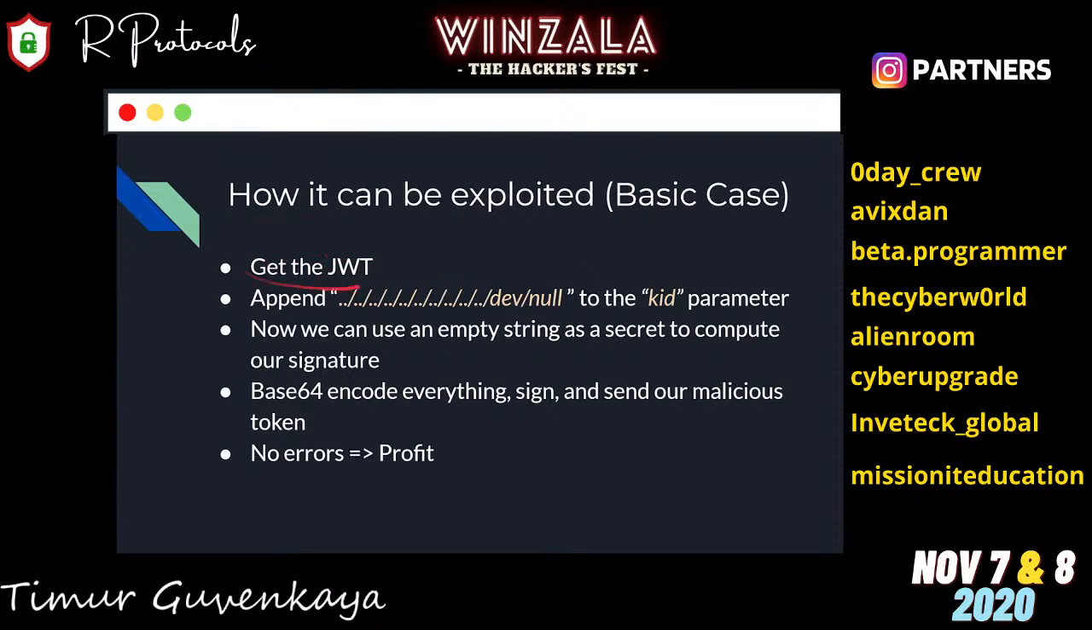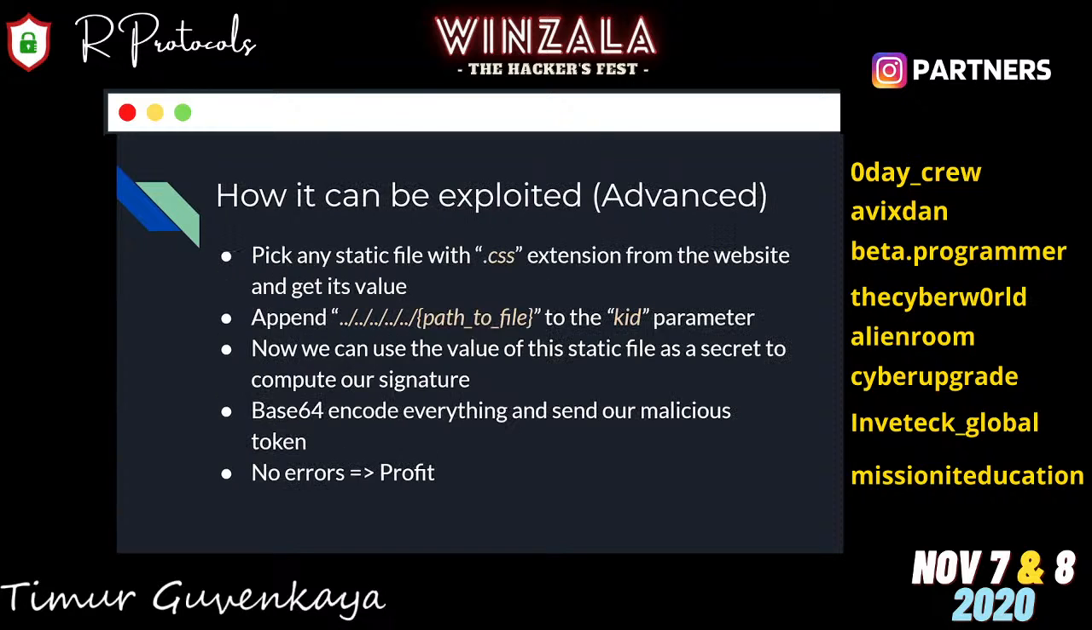So basically, let's get the JWT, append a devnull payload to it, and then use an empty string as a secret to compute our signature. Let's base64 encode everything, sign, and send our malicious token. No errors, everything is well, and that's an advanced case. Sometimes you won't be able to use devnull as a key ID. It happens a lot, but websites always have some static files that we can predict the values of.